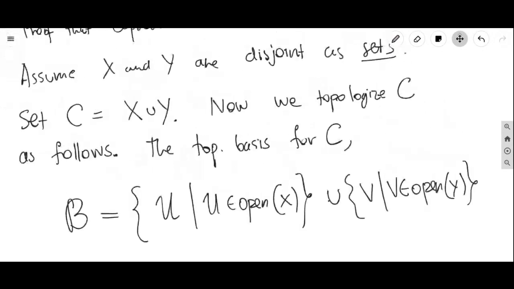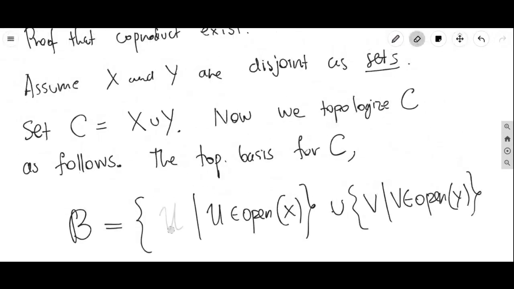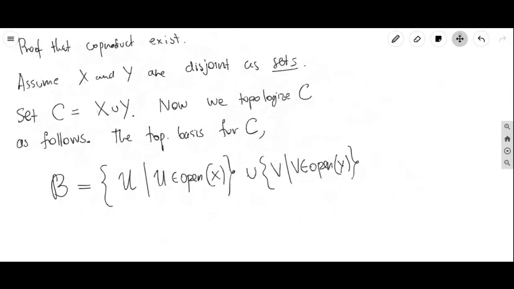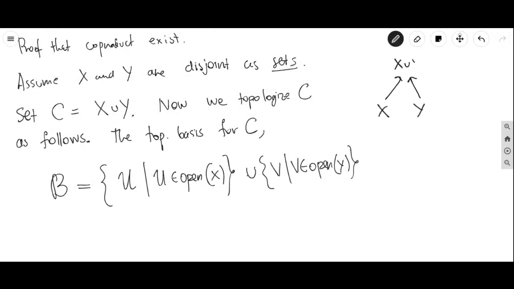So if you have a subset of X, it's going to be open in the union. If you have a subset of Y, it's going to be open in the union. And of course, if you take the union of a set here and a set there, it has to also be open in the union. So that's what it is as a topological space. Okay, and from here it's easy to see how the inclusion maps are defined, because you're using the union. So this is just the inclusion.